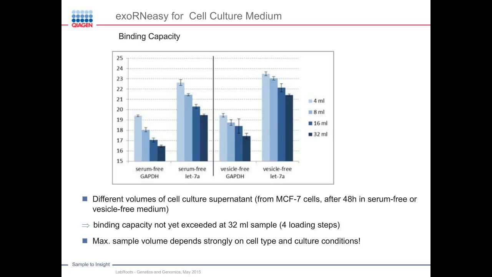Obviously, it will depend very strongly on what type of cell you use and the culture conditions. So this is only an example. If you don't know beforehand, we recommend to use not more than 16 ml. And I should also say that at 32 ml, we are actually at 4 column loading steps for the binding.